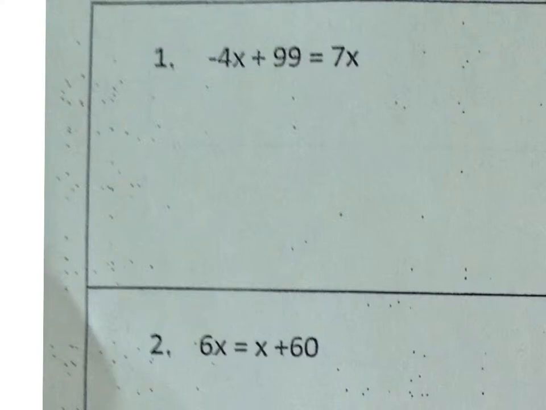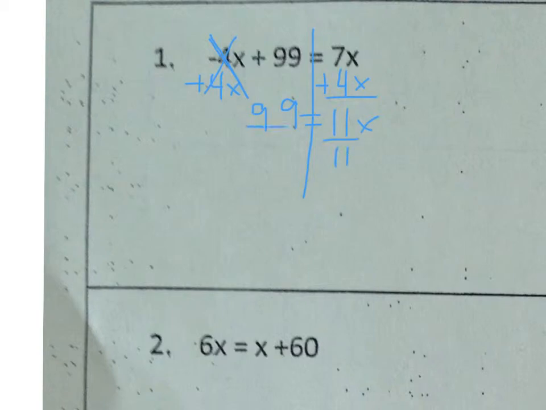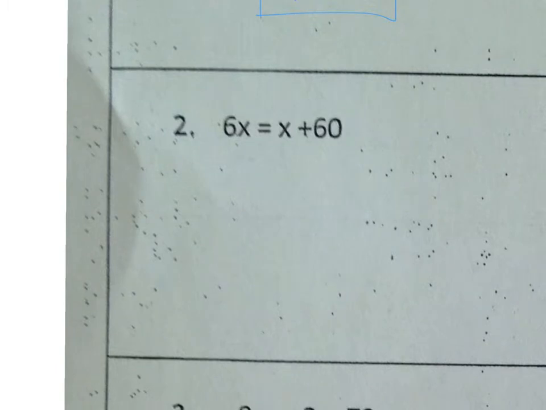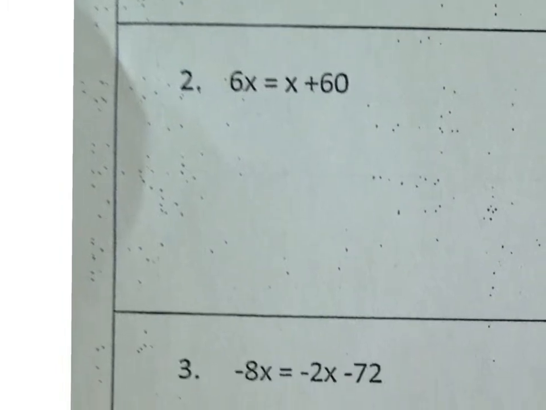All right, so in this case, we're going to add 4x to both sides. If you think about it, 4x and a negative 4x cancel. They're gone. And you'll do the math: 7x plus 4x is 11x. And then you'll bring down the 99. And then you'll divide both sides in this one-step equation by 11, and you're left with x is equal to 9. Okay, in the next problem.